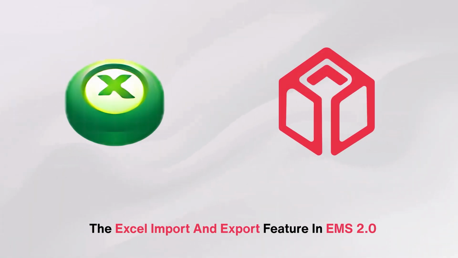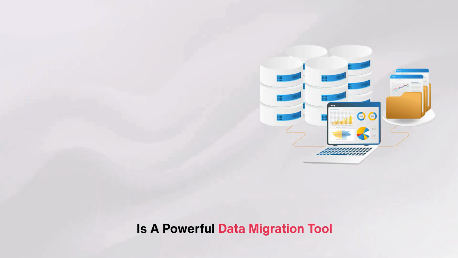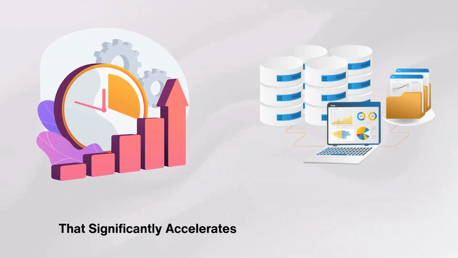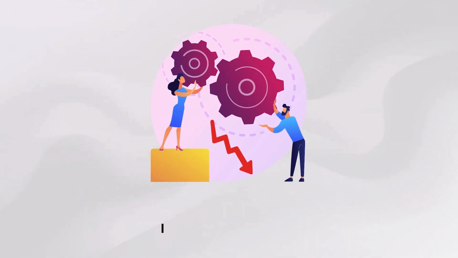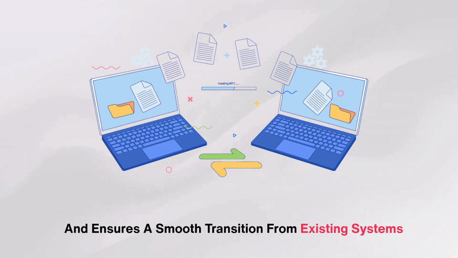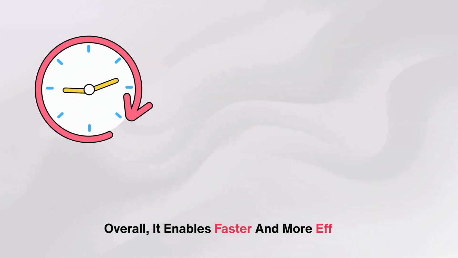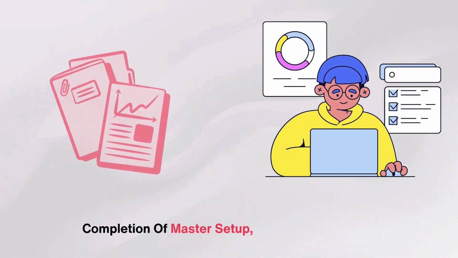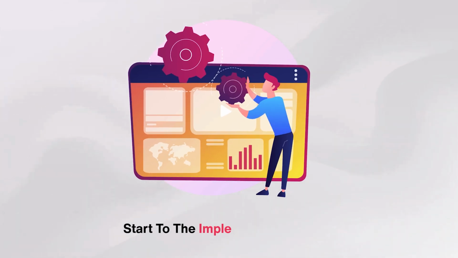Conclusion: the Excel import and export feature in EMS 2.0 is a powerful data migration tool that significantly accelerates master data implementation. It reduces manual effort, minimizes errors, and ensures a smooth transition from existing systems. Overall, it enables faster and more efficient completion of master setup, giving a strong head start to the implementation process.